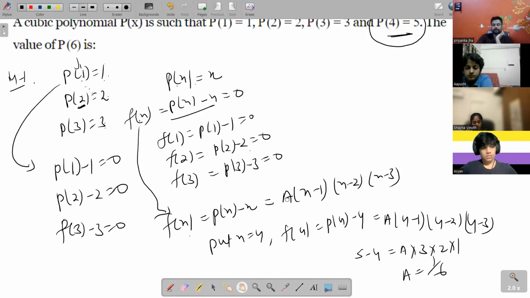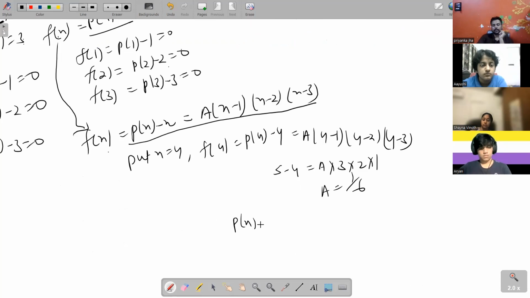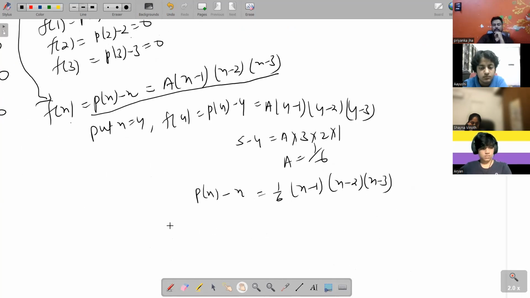So now, from here we can say that P(x) − x = (1/6)(x − 1)(x − 2)(x − 3). We have to find P(6). So put x = 6 here.